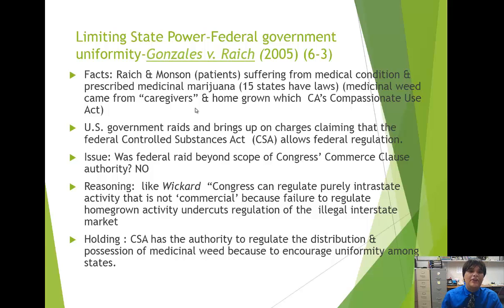But that being said, one of the very first cases that dealt with medicinal marijuana is Gonzalez versus Raich. And for both classes, I can guarantee there's going to be a question about Gonzalez versus Raich on your test. So let's go ahead and look at the facts of Gonzalez versus Raich.